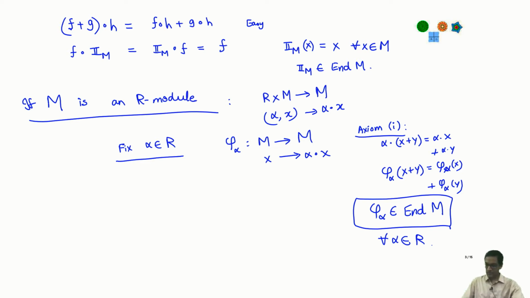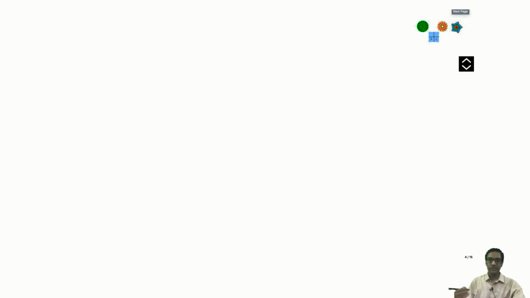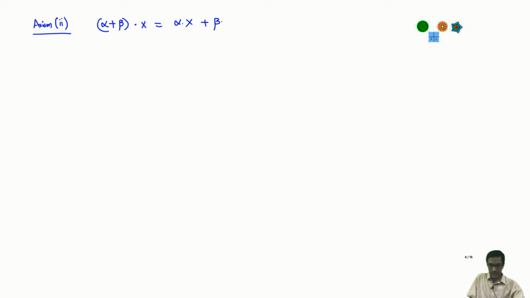So that's the first observation that we are making. The first axiom is in some sense taken care of. The first axiom just says that this map phi alpha is a group homomorphism. Now let's encode the remaining 3 axioms. So let's look at axiom number 2. Axiom 2 of modules said that if I take alpha plus beta and scalar multiply by x, the answer is the same as alpha x plus beta x.